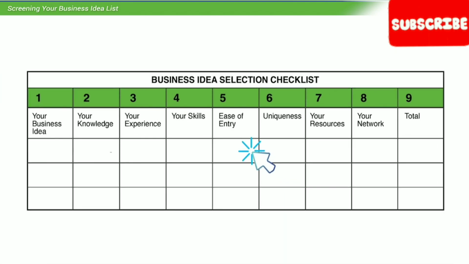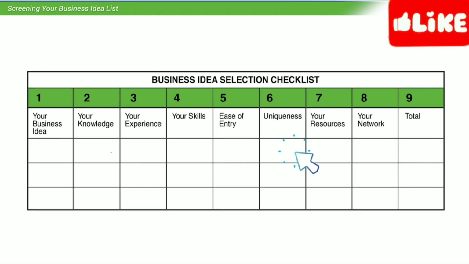Column 5 is intended to determine how easy it will be for you to sell your product or service in terms of your competitors. Write 0 if you think the business falls in a crowded field and therefore very difficult to enter. 1 if there is limited entry available in the field. 2 if there is a moderate ease of entry due to a mix of large and small competitors. And 3 if there is unrestricted entry for any business size.